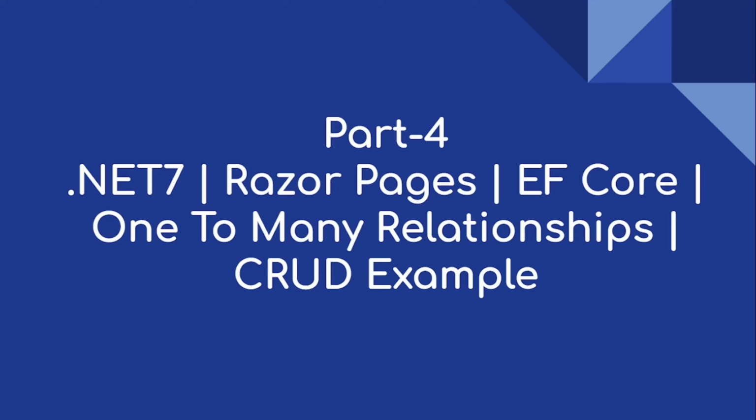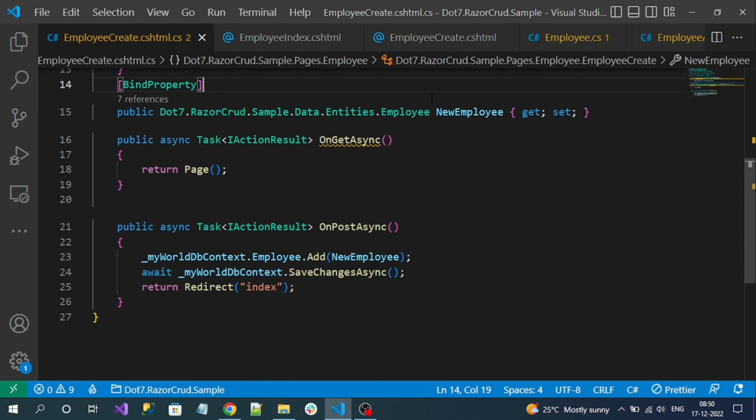So this is part 4 video on .NET 7 Razor Pages CRUD using a one-to-many relationship table sample with the help of EF Core. Previously we have implemented the create operation. Now let's do the update operation. For that, let's create the update operation Razor pages.